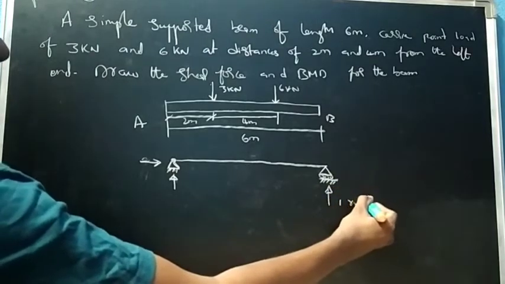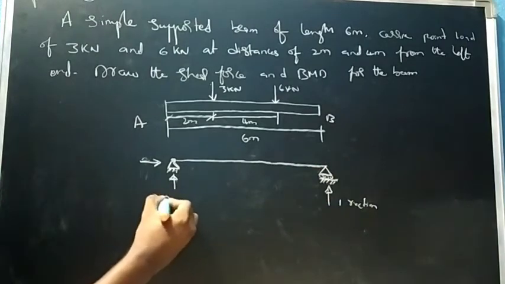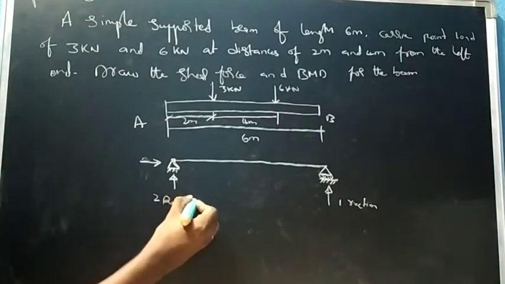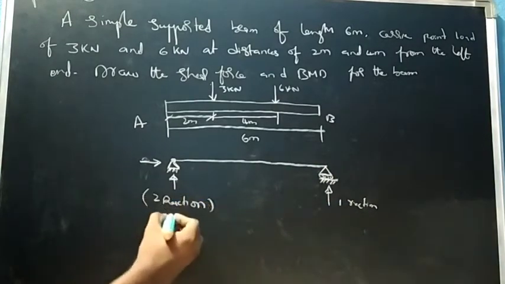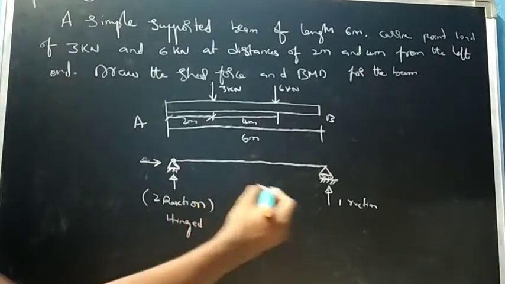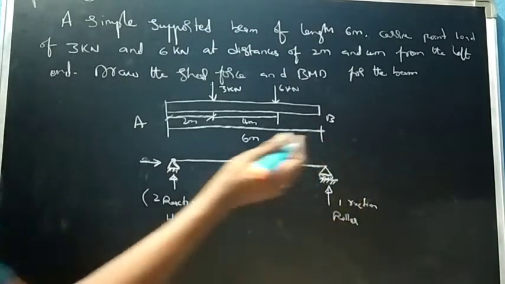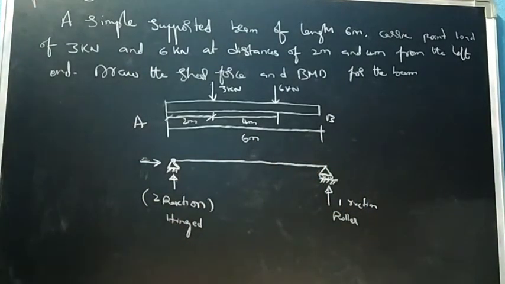So let's say one reaction here, we have two reactions, right, because it is hinged, and this one is roller, right. So now we'll see the question.